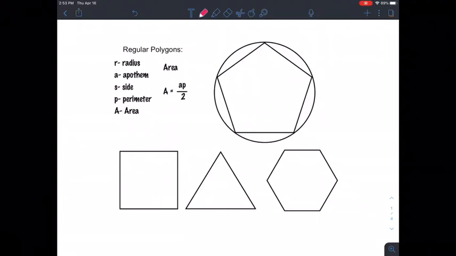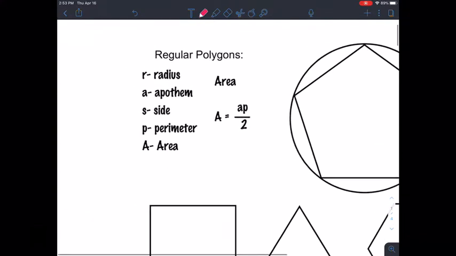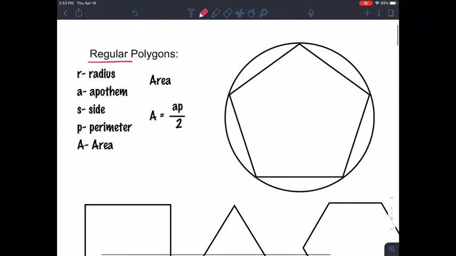Okay guys, we're going to start with some regular polygon area. In case you haven't heard this term before, regular just means equilateral and equiangular. So using this formula of area equals AP divided by 2, we can find the area of any regular polygon no matter the number of sides.